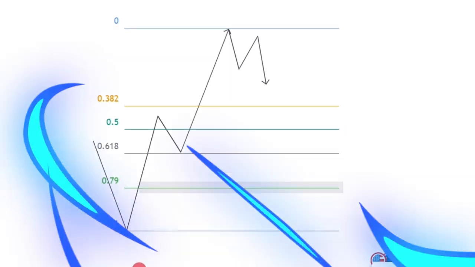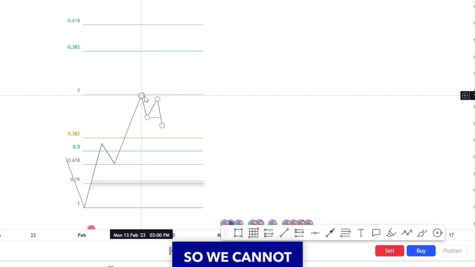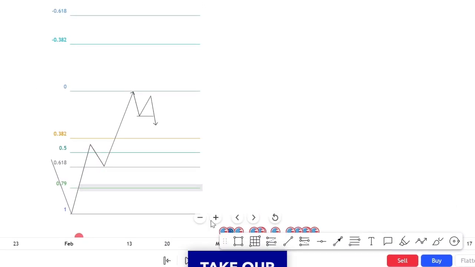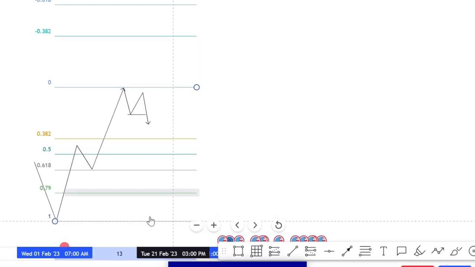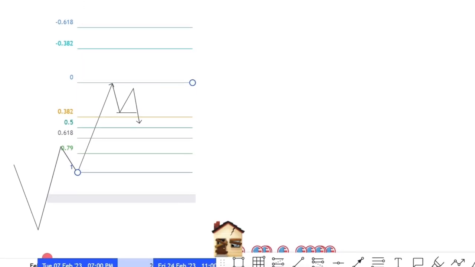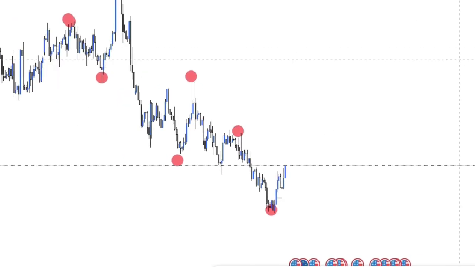So we have this zone. These have confirmed the pullback, so we can now take this as, okay, price is retracing, so we want to take our trade. Now if you must use this one, then you have to understand what price did after this level was broken. I will show you in a moment in the chart as well. All right, so let's go to the chart right now.